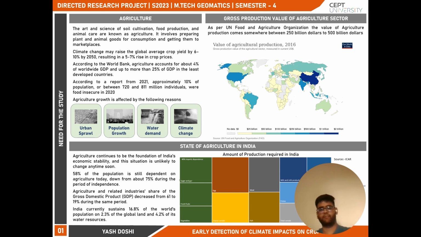As per the United Nations Food and Agriculture Organization, the value of agriculture production in India was between 100 to 250 billion in 2016. As we know, the amount of production required in India is very large. These are the different crops as well as food products which will be in the highest demand for now.